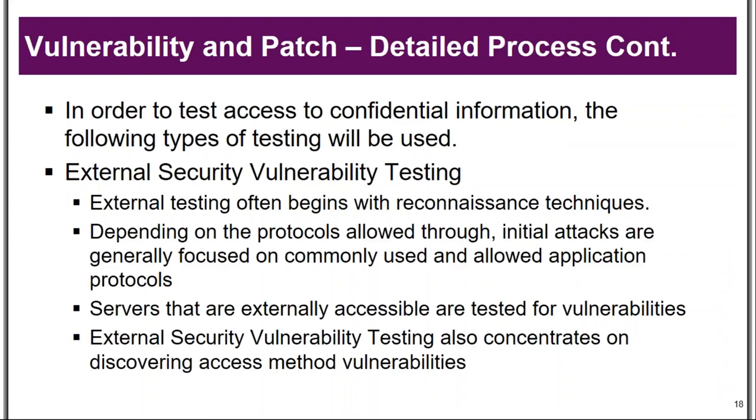Now, in order to test access to our confidential information, the following types of testing are going to be used. These are some recommendations. Again, it's not the end all be all, but again, an external security vulnerability testing. And that testing is going to begin with reconnaissance techniques. That's going to search through public registration data and domain name service information or system service information and newsgroup postings and all those types of things to try to help us identify vulnerabilities that might be present on our system. Remember, a vulnerability is something that can potentially be done to your system. It becomes a threat once people start trying to exploit it. So right now we're trying to just gather information.